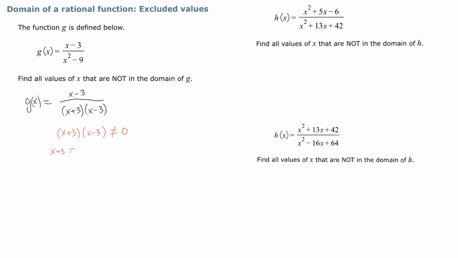So x plus 3 can't be 0, and x minus 3 can't be 0. That means x cannot be negative 3 and x cannot be 3. That would answer the question. Let's answer the question just to be very, very clear.